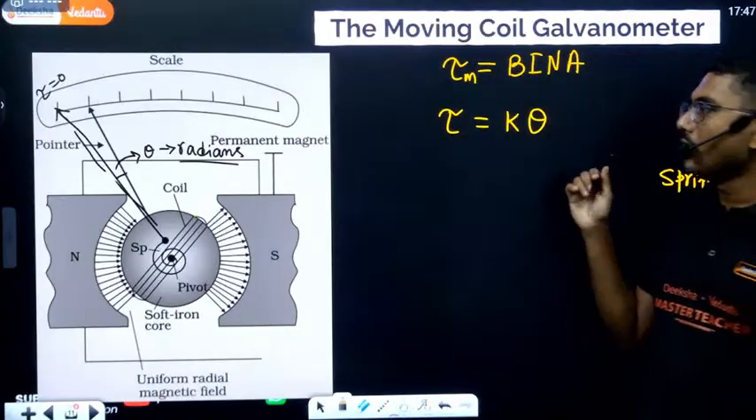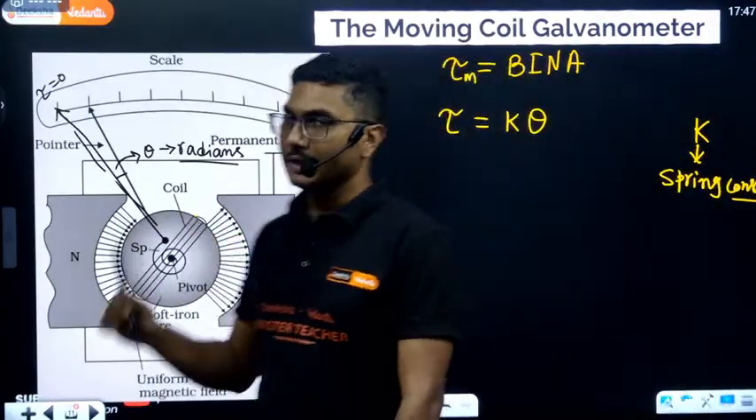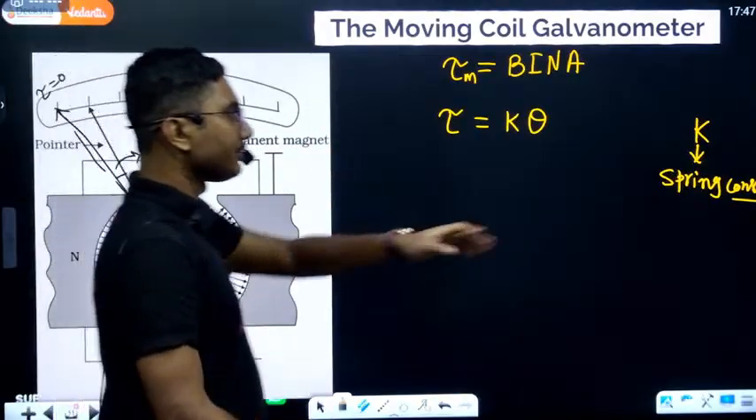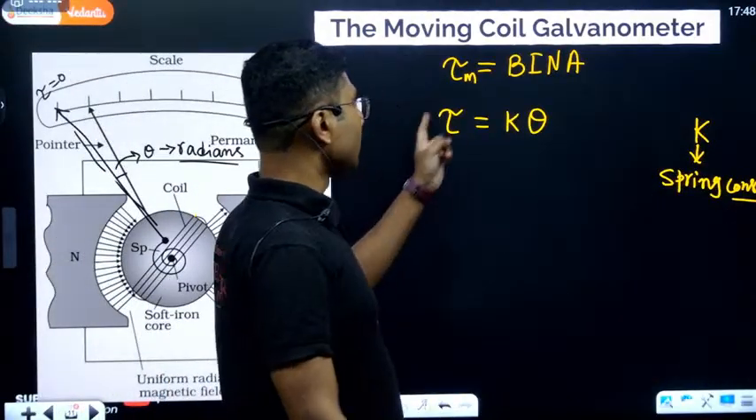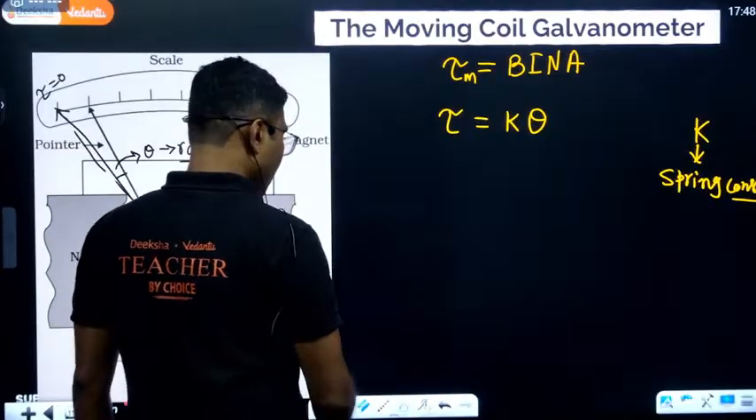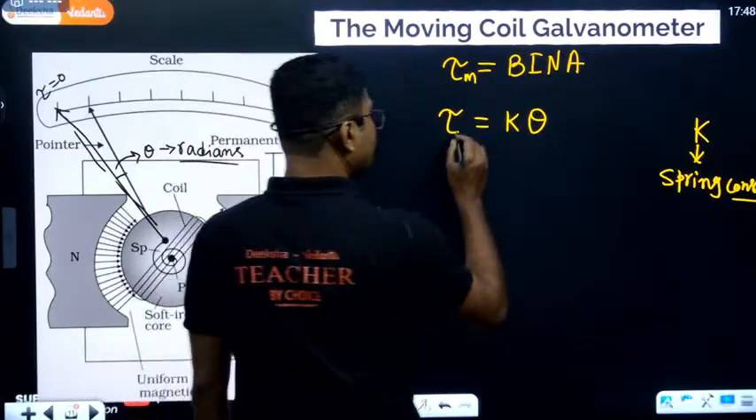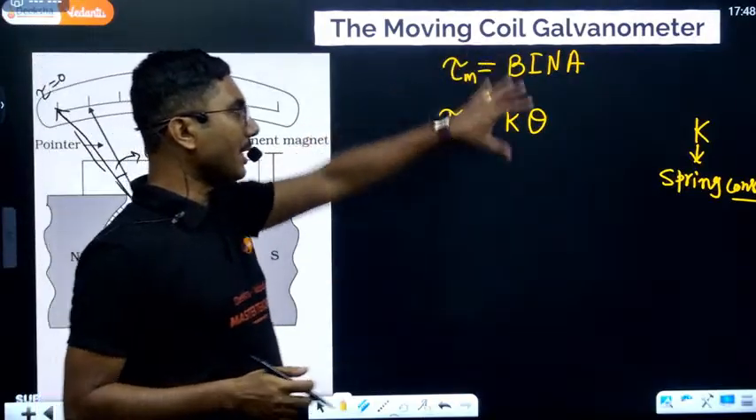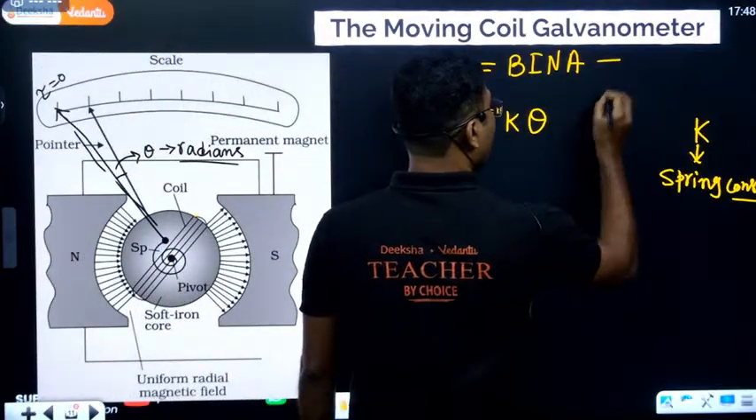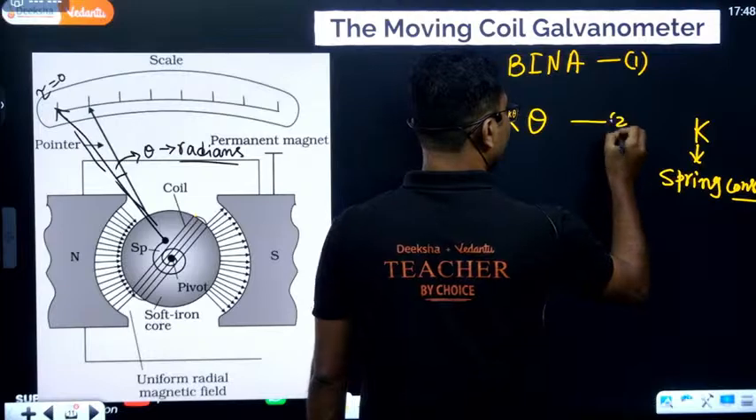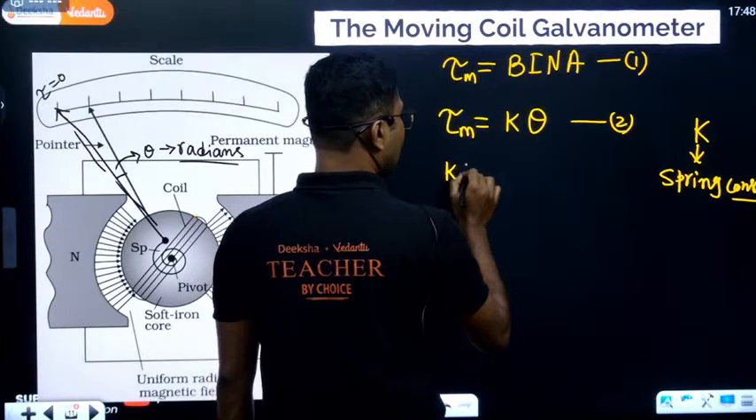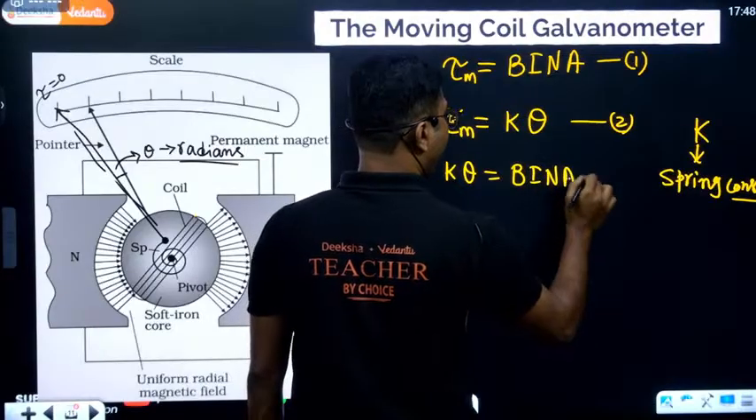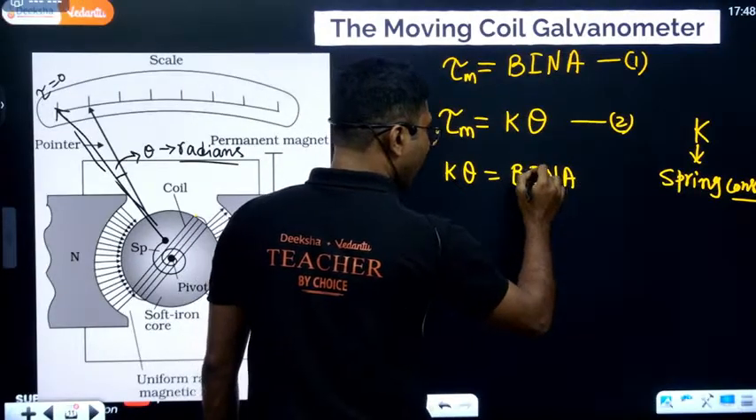Then the torque which is balanced by the spring is directly proportional to the angle theta, and if the spring constant K is known, then this torque is given by K theta. As we are only considering the maximum torque, we will say this is K theta. Now if you compare equation 1 and equation 2, you get K theta equals B I N A. Our target is to find this current I.